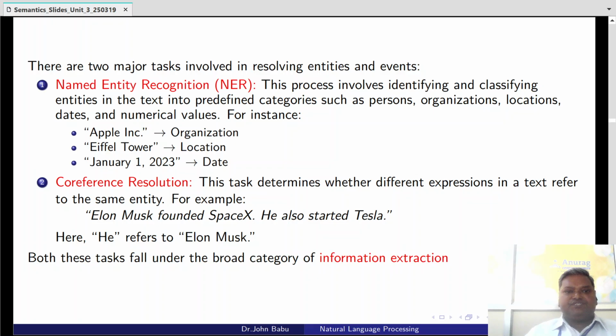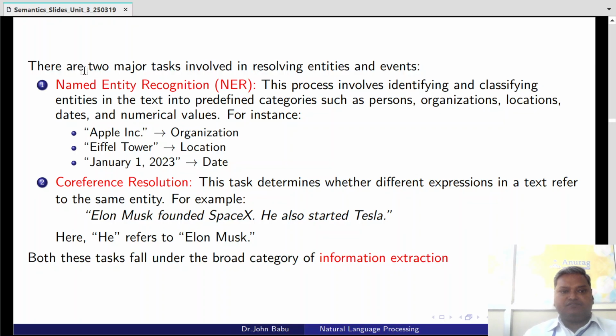So for named entities, there are two major tasks in resolving this. One is known as named entity recognition. Whenever a name or noun is there, recognizing which type of entity it is. For example, whether it is a currency, an organization, a date, a weight, or a location, identifying the entity. Here, Apple is an organization, not the fruit apple. Eiffel Tower is a location, January 1 is a date. This is named entity recognition.